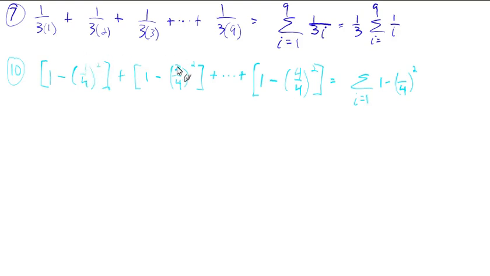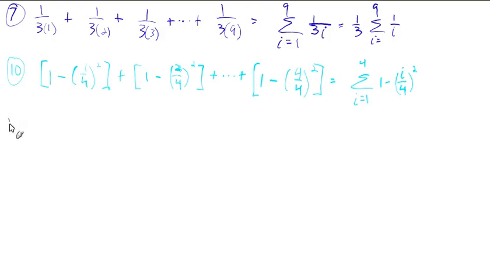Well, 1, 2, 3, 4. Seems like that would work if we just put I in there. I over 4 squared. I is 1, I is 2, I is 3, and I is 4. So how far did we go? We went up to the 4th term. So, not bad.